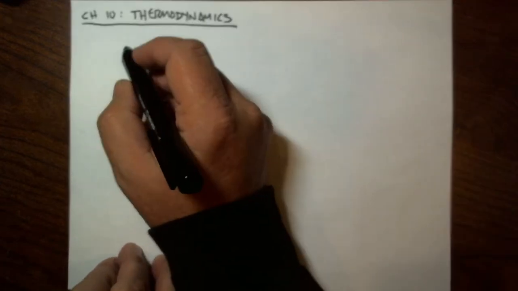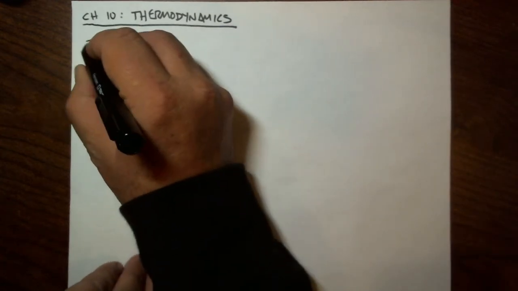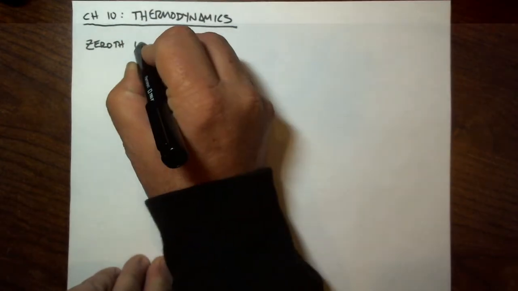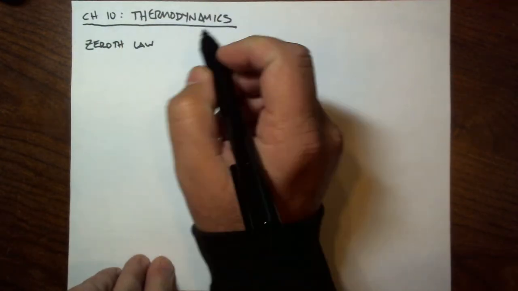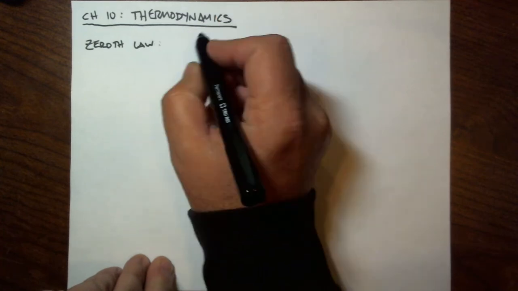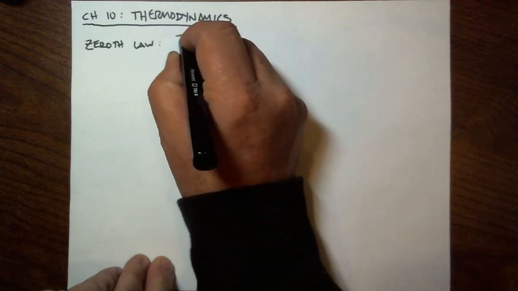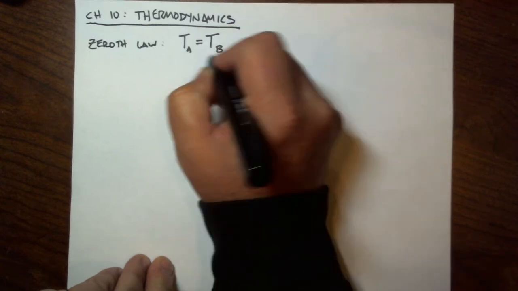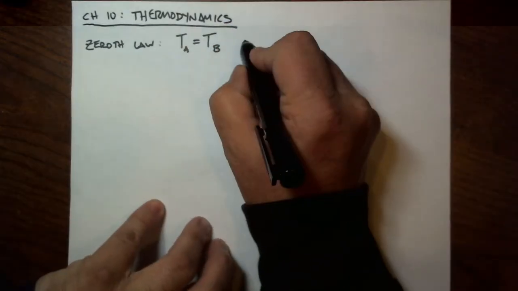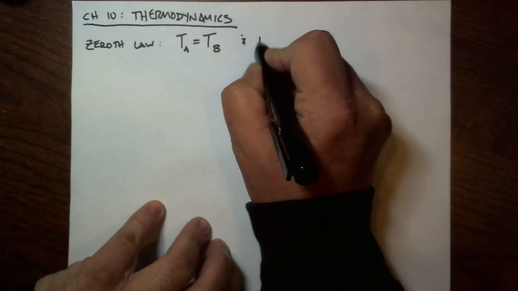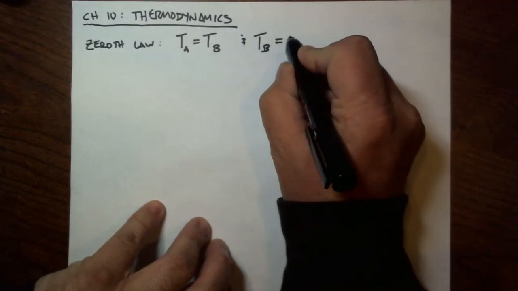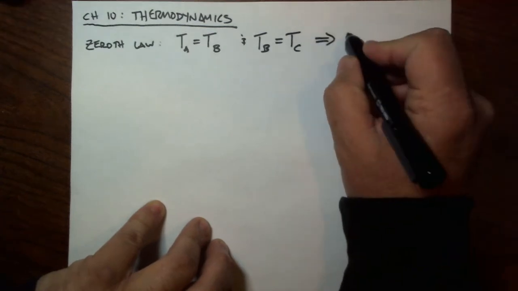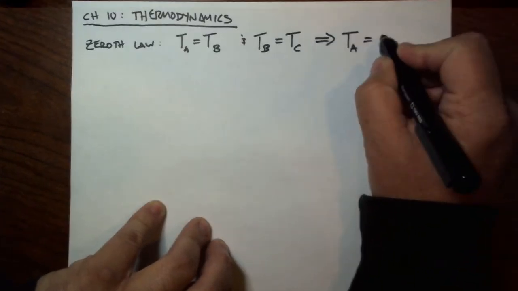So the zeroth law of thermodynamics, and this is just for fun here, zeroth law. And I don't even know if that's how you spell zeroth. Maybe there is an E in there. I don't know. The zeroth law of thermodynamics says that if object A is in thermal equilibrium with object B, their temperatures will be equal. And if object B is in thermal equilibrium with object C, then you can conclude that object A would be in thermal equilibrium with object C.